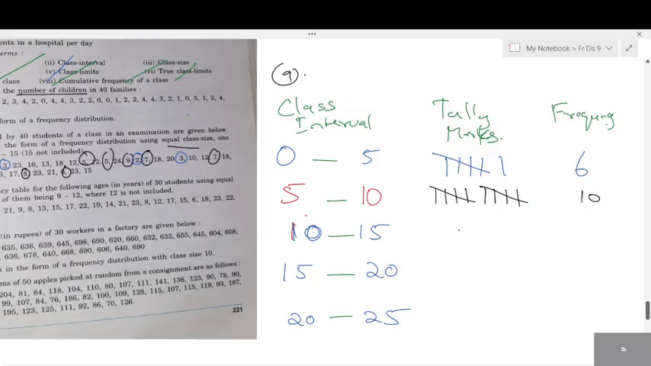Yes, what's the answer for 10 to 15, students? What did you all get? 5, 6, 7, 8. Next. For the other two, all 8.